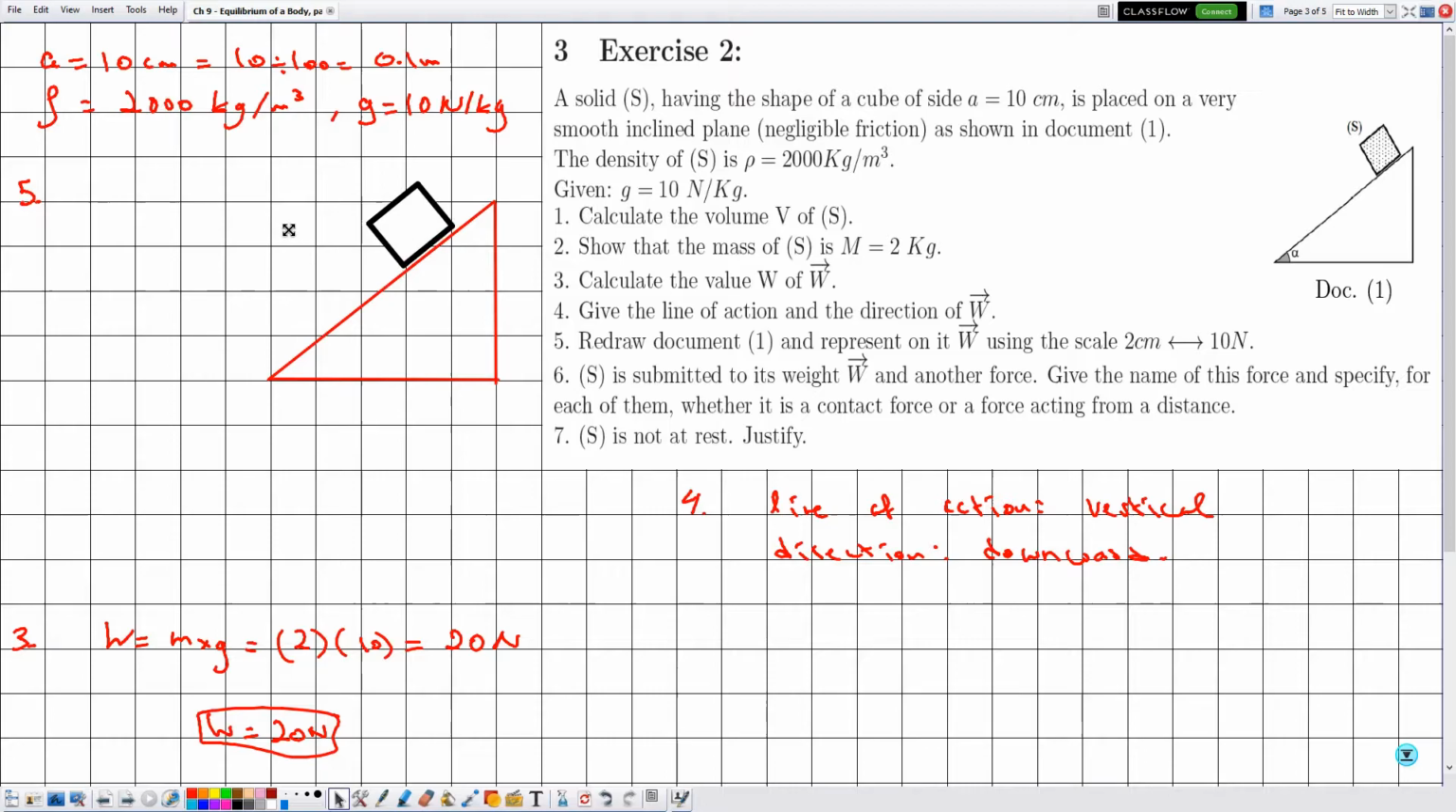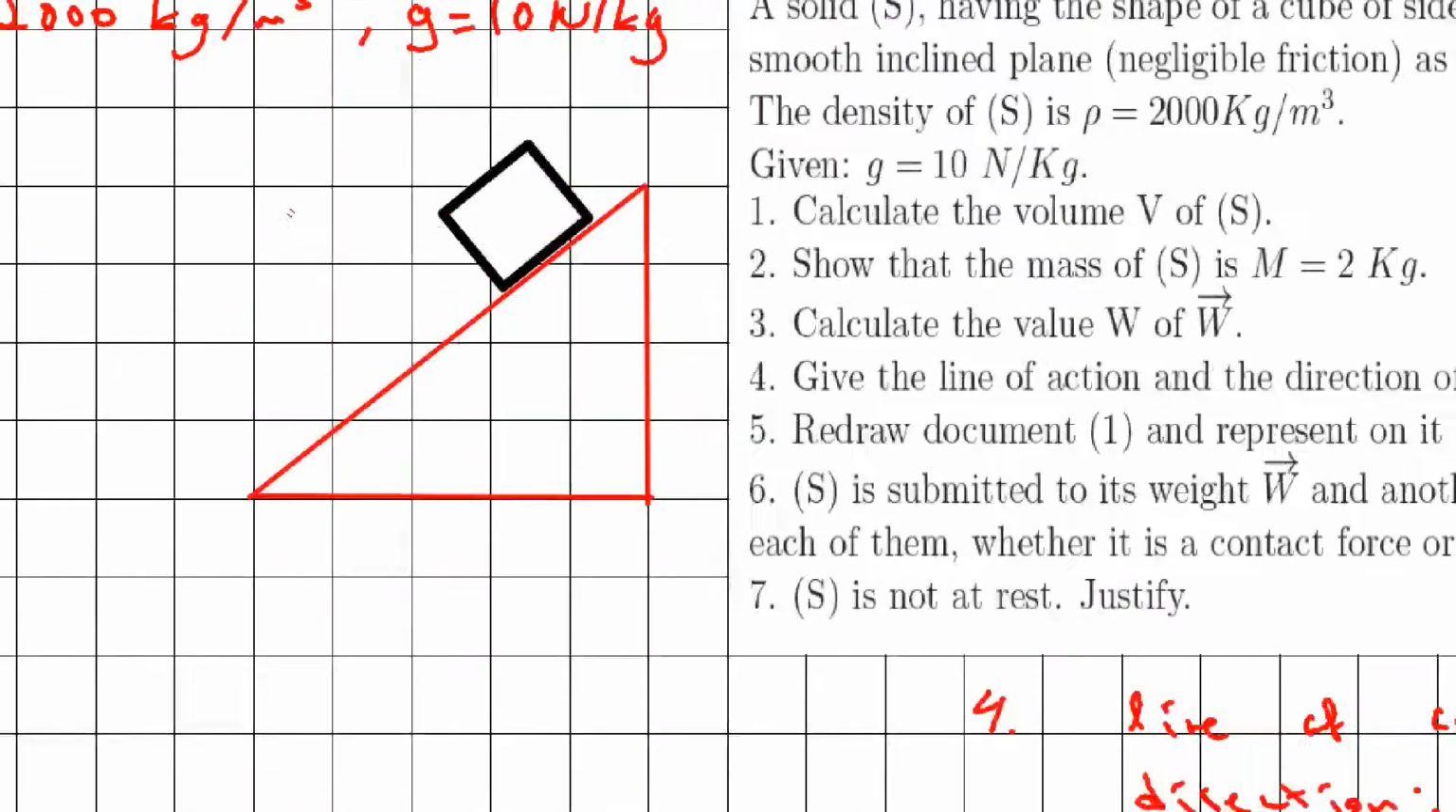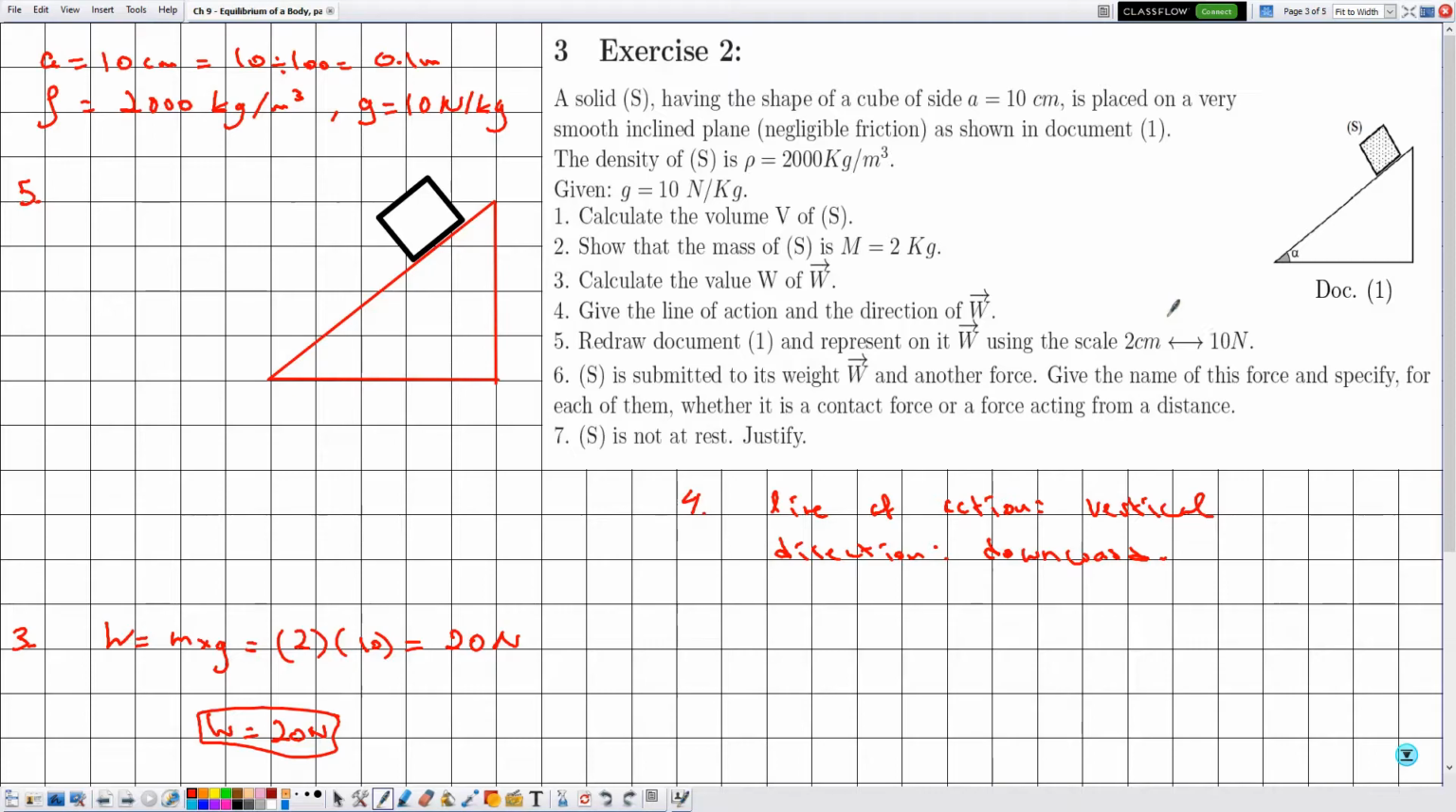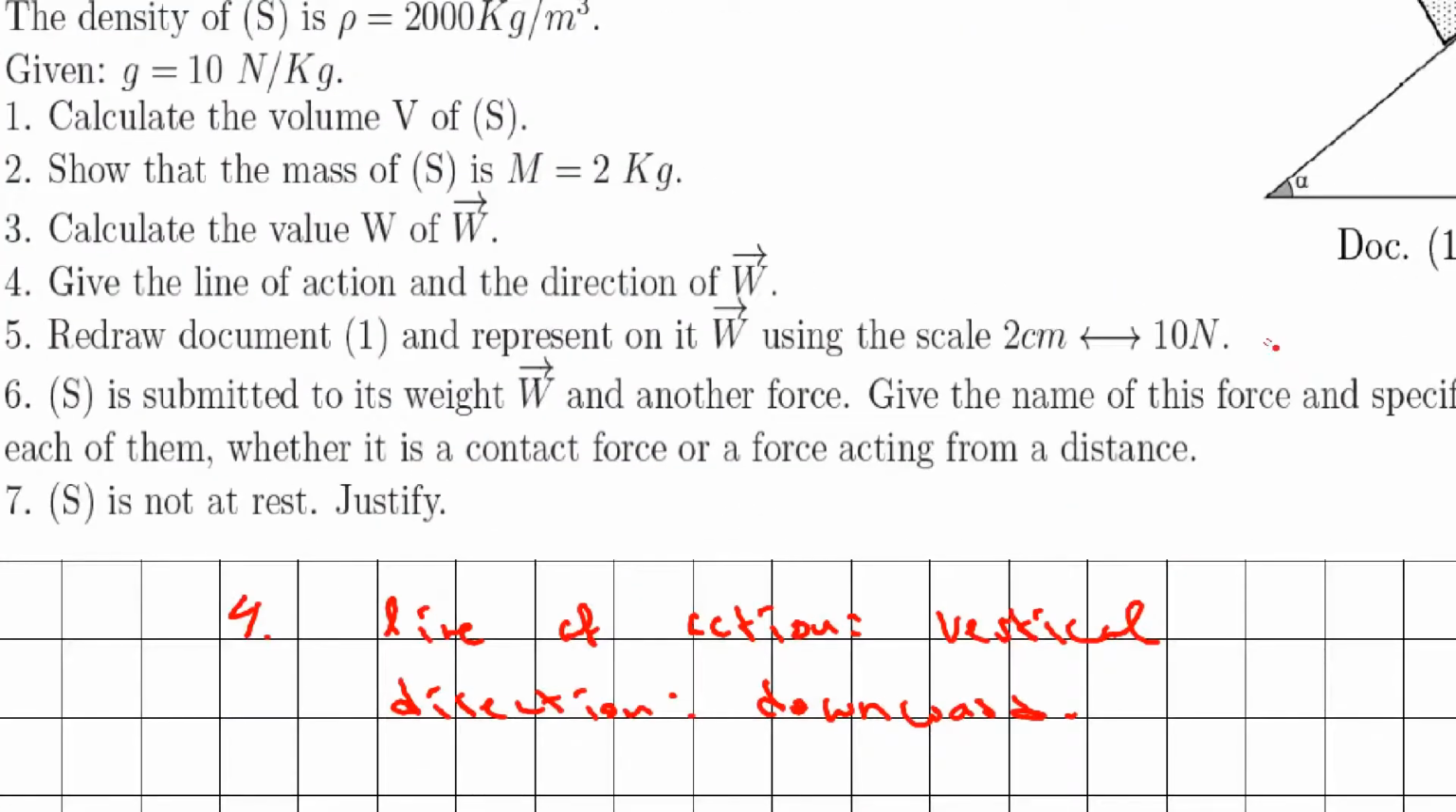Now the details of this document are not important, so we expect that this is good. Now, in order to represent the weight, we need to determine the length of this vector. What we know is that the magnitude of the weight is given by 20 newtons. So in order to determine the length of the weight, we need to use the following scale.